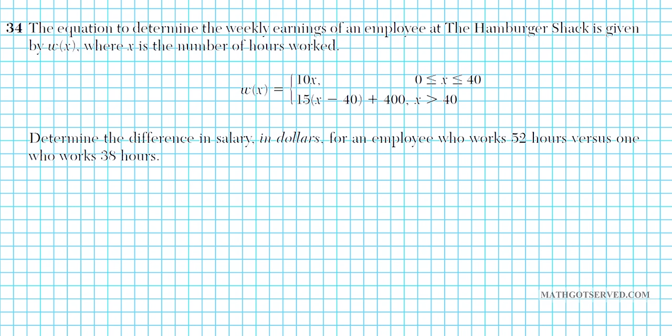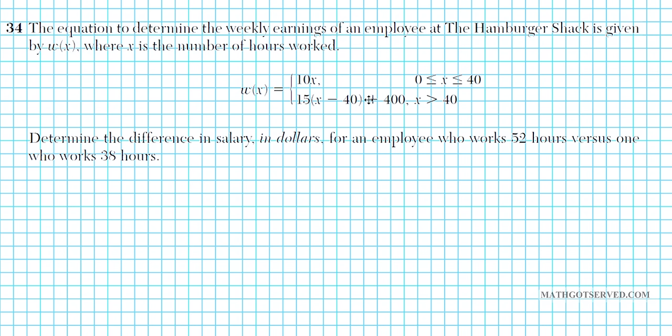It reads, the equation to determine the weekly earnings of an employee at the hamburger shack is given by W of X, where X is a number of hours worked. So we have the piecewise defined function here. The first question, determine the difference in salary in dollars for an employee who works 52 hours versus one who works 38 hours. Okay, so we want to find a difference here.